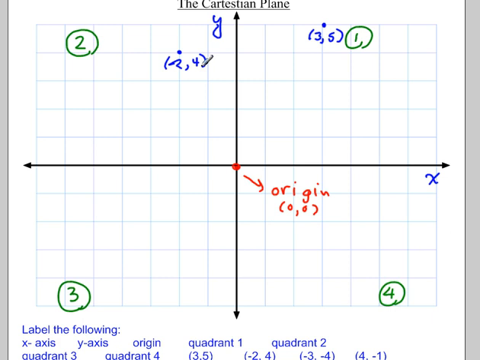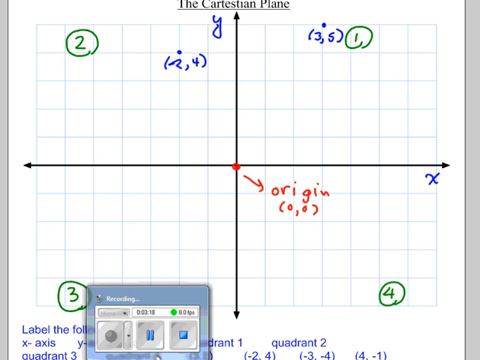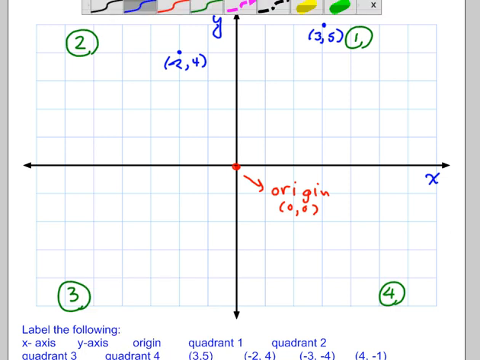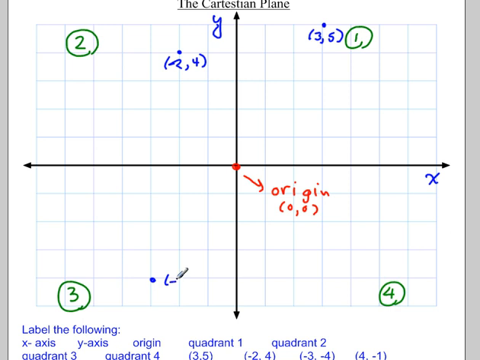(-2, 4). Finally, (-3, -4). We're going to move left 3 units, down 4 units. So you're going to end up there at (-3, -4). And last but not least, (4, -1): you're going to move to the right 4 units, and you're going to move down 1 unit. And that's the point (4, -1).